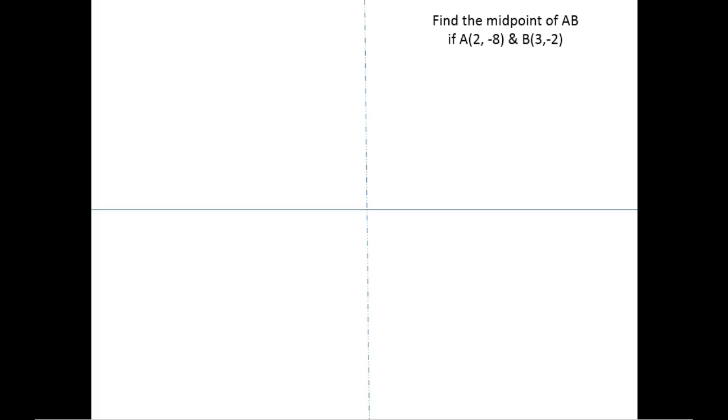Does anybody see anything wrong with what I have written down? Exactly. That says find the midpoint of the length of line segment AB. Does that make any sense? Can you find the midpoint of a length? No. So how do I fix this to make it make sense? Put the line segment symbol above it.